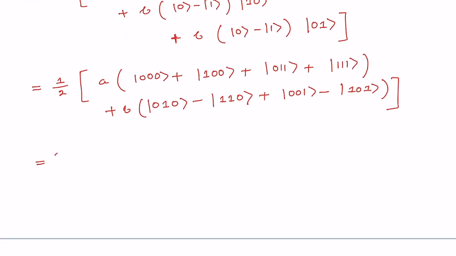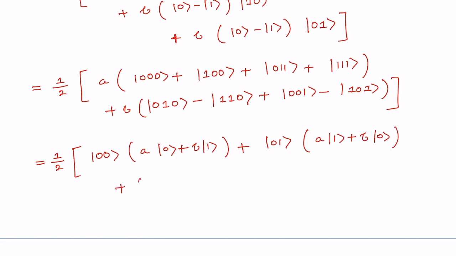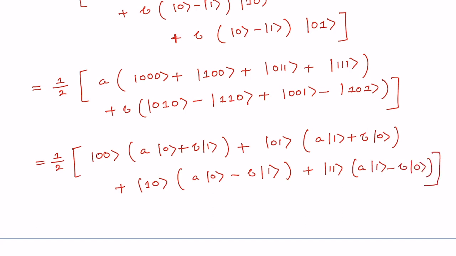In fact, I can write it further in this form. 1/2, I can write |00>(a|0> plus b|1>), then I have plus |01>(a|1> plus b|0>) and |10>(a|0> minus b|1>) and plus |11>(a|1> minus b|0>). Okay, this is what we get. So what you actually see is this: if Alice measures her 2 qubits in hand after these 2 operations, that is first CNOT operation followed by Hadamard operation, she will obtain one of the states |00>, |01>, |10> or |11> with equal probability. That is, the probability would be 1 by 4, right?